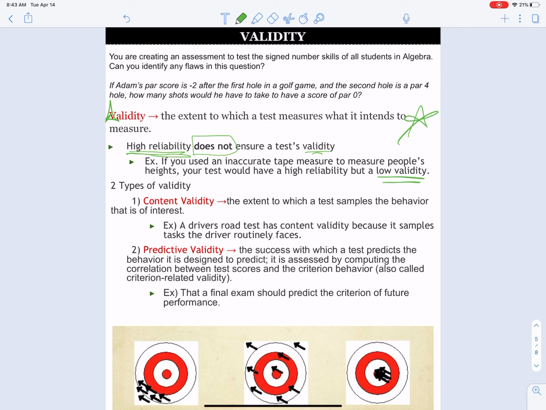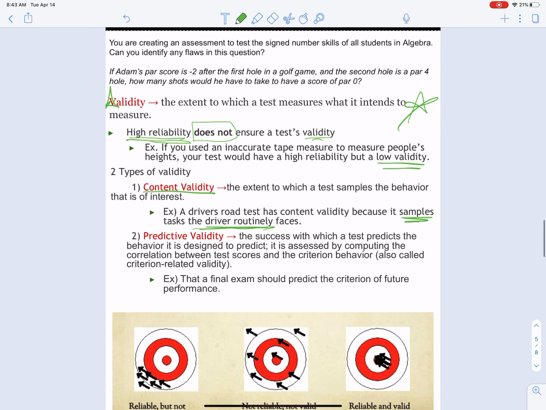So there's two types of validity. You have content validity and predictive validity. Content validity is when we're sampling the behavior that we are trying to actually assess. So for example, when you guys take the driver's road test, that is a little superficial environment, obviously, because you're in a safe driving course, but it is sampling the behavior that's of interest. We're seeing if you can parallel park, all of those things that are actually involved in an actual driving experience. That's content validity. Then we have predictive validity.